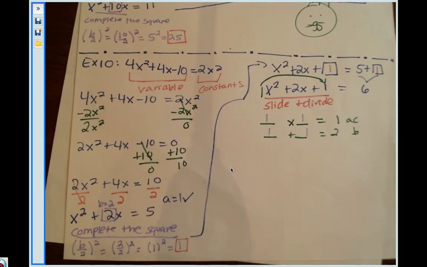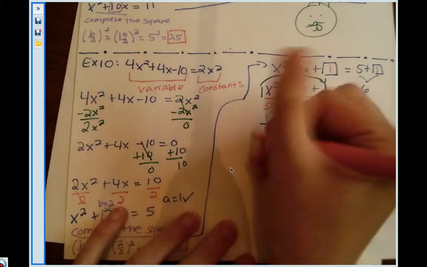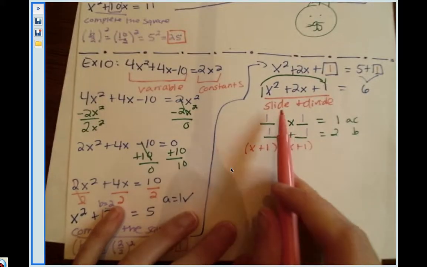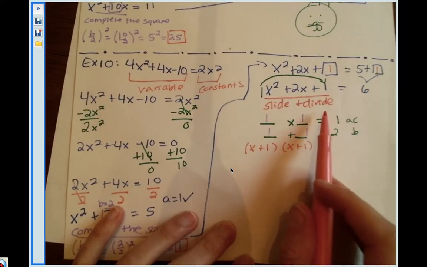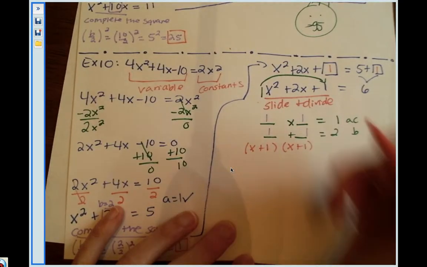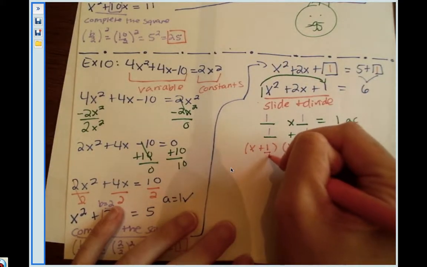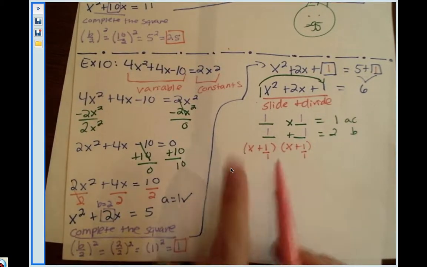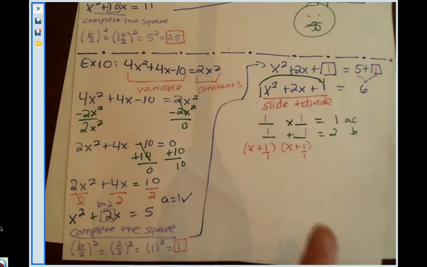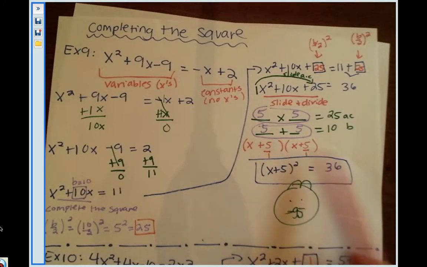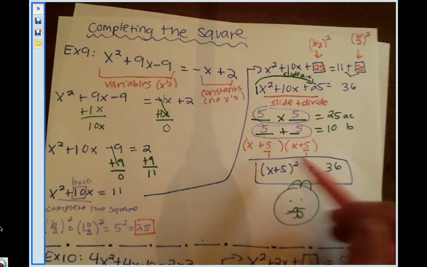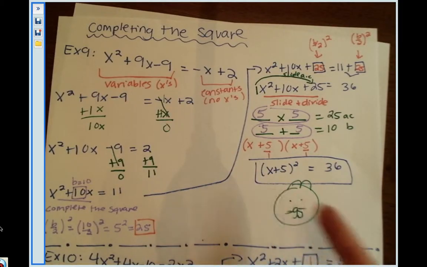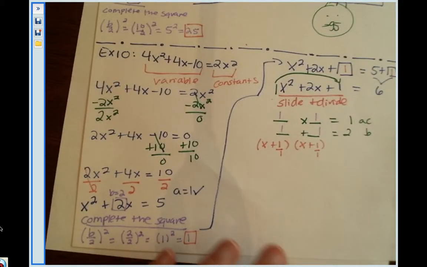So technically this is x plus 1 times x plus 1, which remember we slide and divide, which means we divide by what we slide by, which is our a. So technically I'm dividing both of these by 1, which 1 over 1 is just 1. So this is x plus 1 times x plus 1. Like up here, I'm going to write it as a binomial squared. And remember, if you complete the square properly, this should always happen. So that's a good way to check yourself to make sure you did it right.